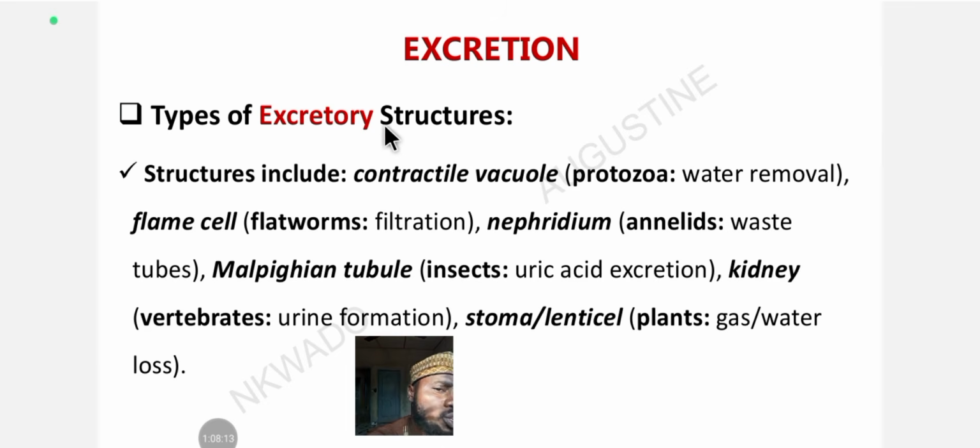Now, let's look at excretion. What is excretion? Excretion is simply the removal of waste, any product that is sensed as waste in a living system. And what are the types of excretion? We have different types of excretion structures, the structures that enable living organisms to excrete, to remove waste.